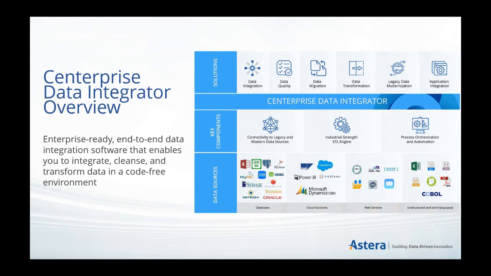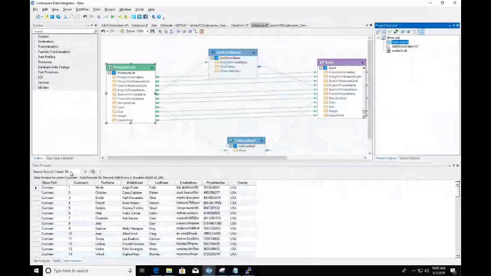So let's go ahead and switch screens here. Okay, so what you're looking at is the client. It's the Centerprise Data Integrator, or part of it anyway. It's the client portion of it. So the way it works is that you have a client installed on your desktop.